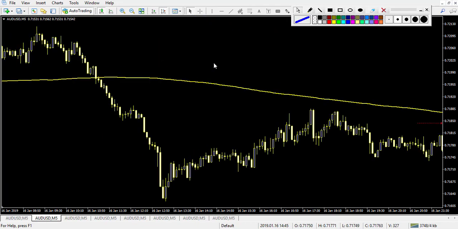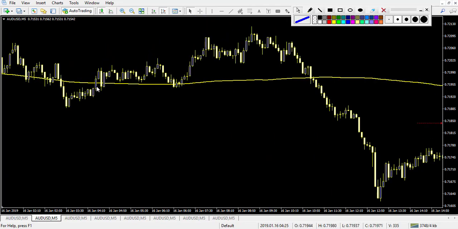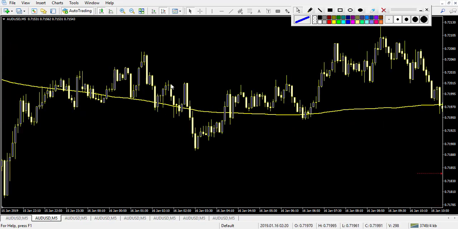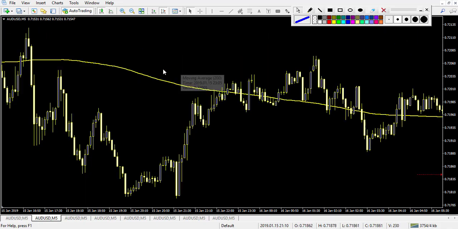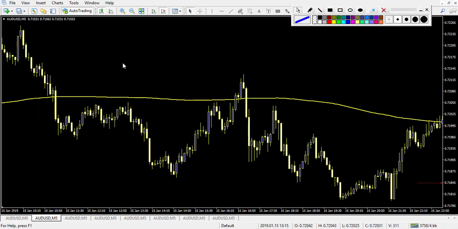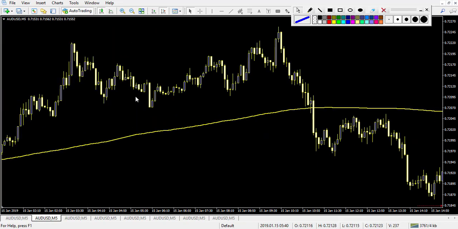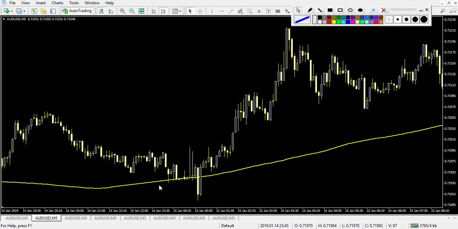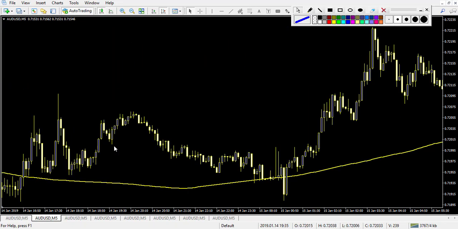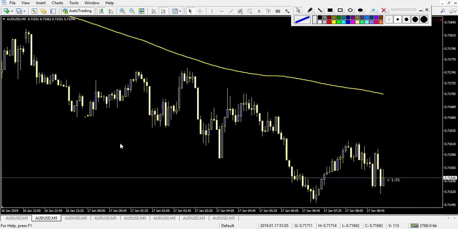So let's look in the past. As you can see, touch, reverse, nearly reverse before and after break it. Reverse. You can even trade the 200 EMA on its own from the 5 minute chart as a reversal. Reverse, break, reverse, break. So that's the first indicator on our chart.